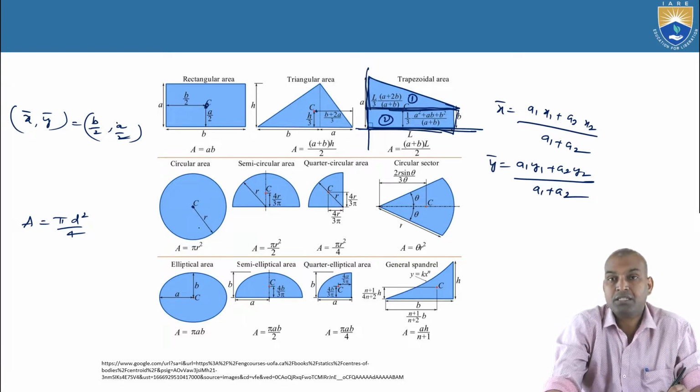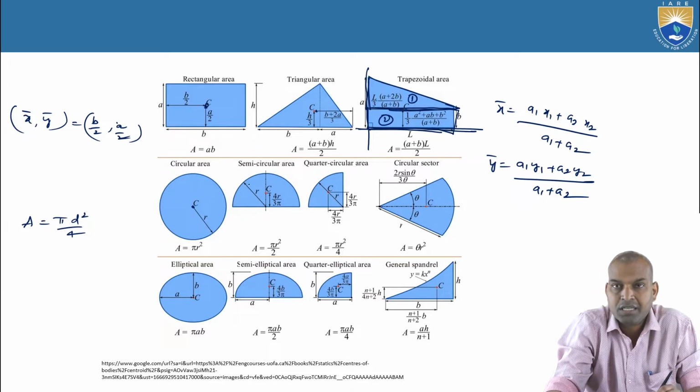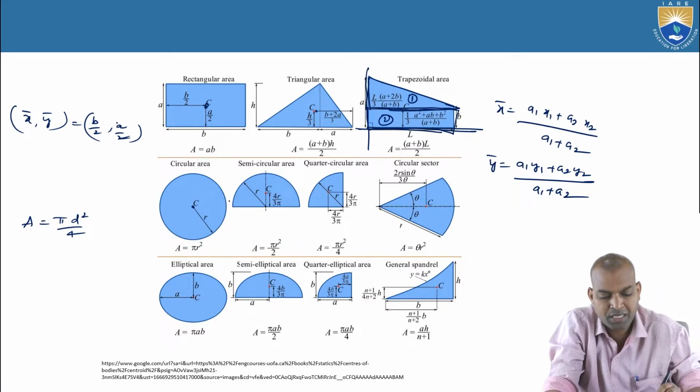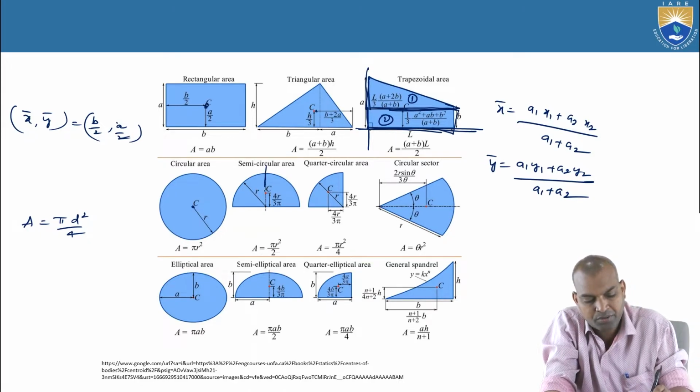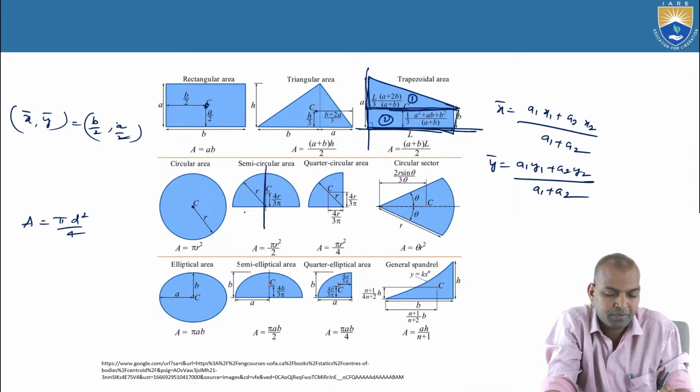And if we consider the semicircular area, here the arc portion, the area of a semicircle is half of the area of the circle, that is pi r square by 2. And what about the centroidal area? It is symmetrical about axis y. It is on that axis. So bar x equal to 0. What about bar y? 4r by 3 pi.